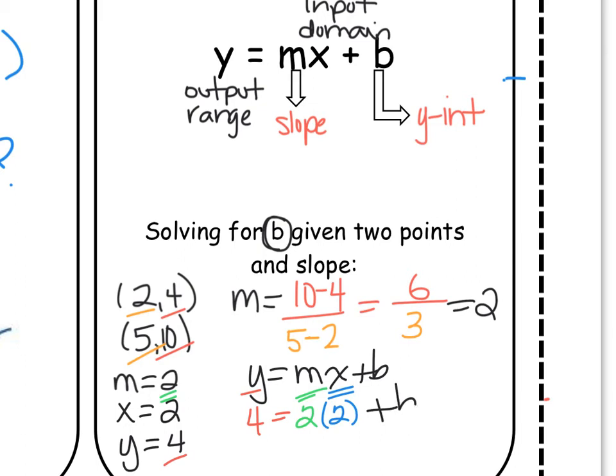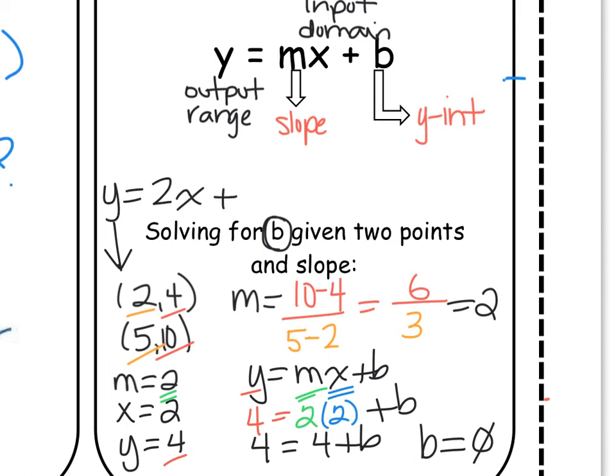And when I do that, I can figure out what the y-intercept is. So what I end up with is 4 equals 4 plus b. And if I solve for b, in this case my y-intercept is 0. So the equation of the line that goes through those 2 points is y equals 2x plus 0, and I can also write that just as y equals 2x.